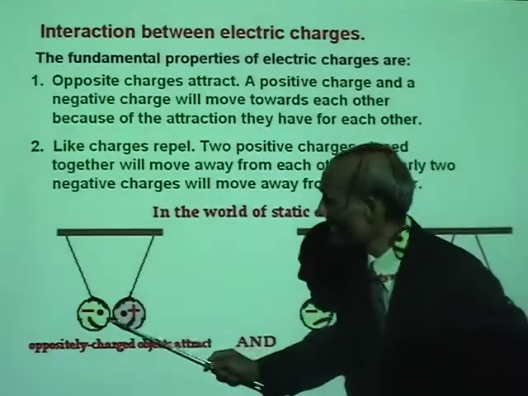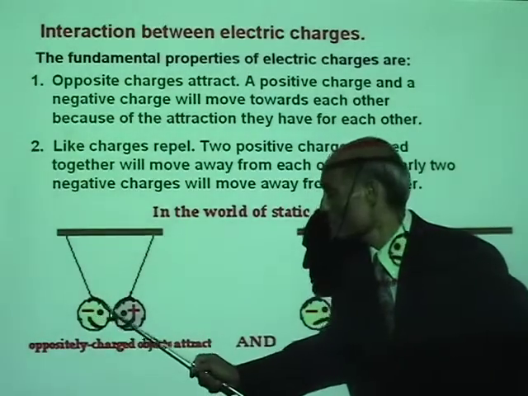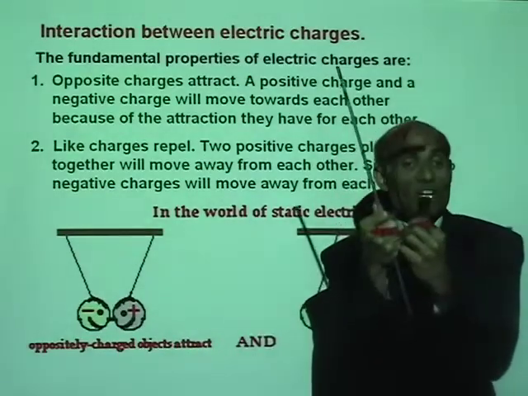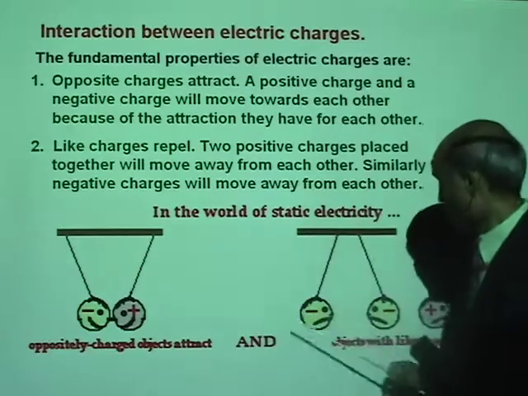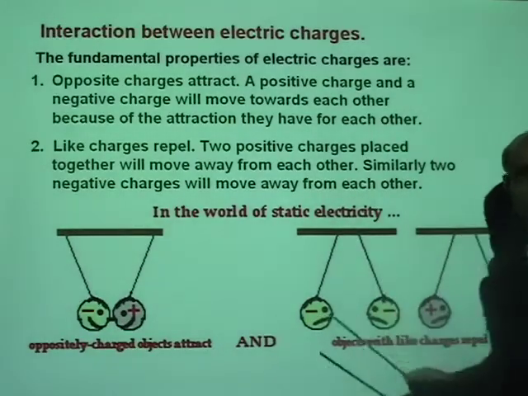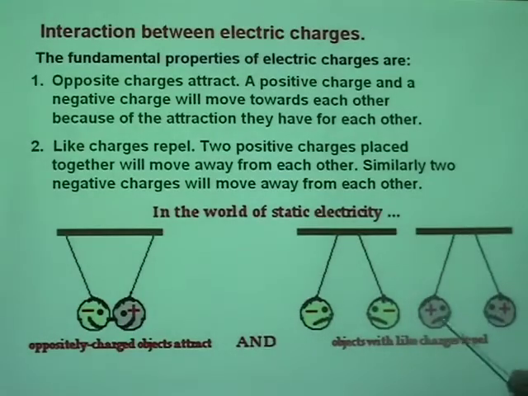Now here I have the illustration. A negative charge and a positive charge, they like each other, they attract each other. Whereas a negative and a negative repel, a positive and a positive also will repel.